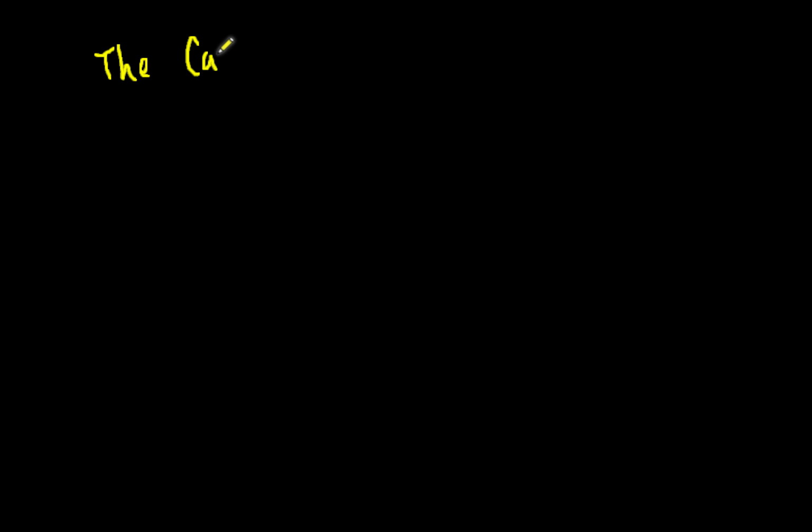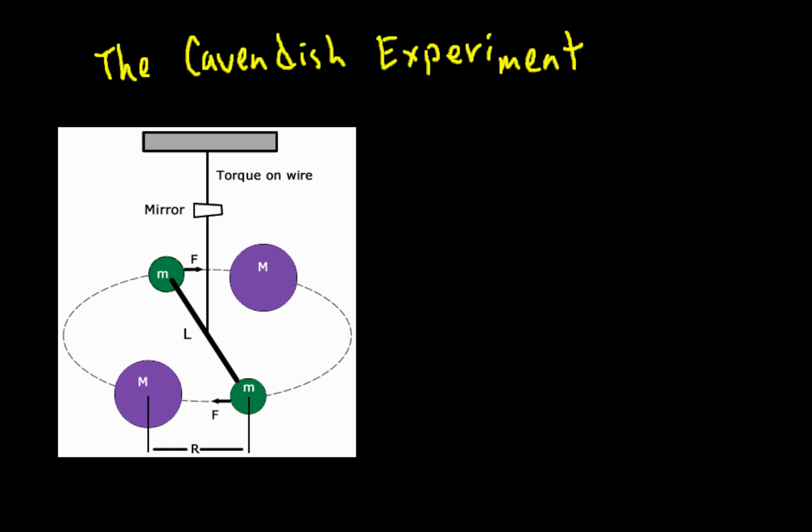The Cavendish experiment is a very famous experiment in physics. Cavendish set up his experiment to determine the value of G. In the Cavendish experiment, two masses of known mass, little m, were suspended from a piece of wire. They are placed near but not touching two larger masses, known mass, capital M. The force of attraction between little m and big M was measured by determining the torque on the wire, how much the wire rotated as the masses moved closer together.